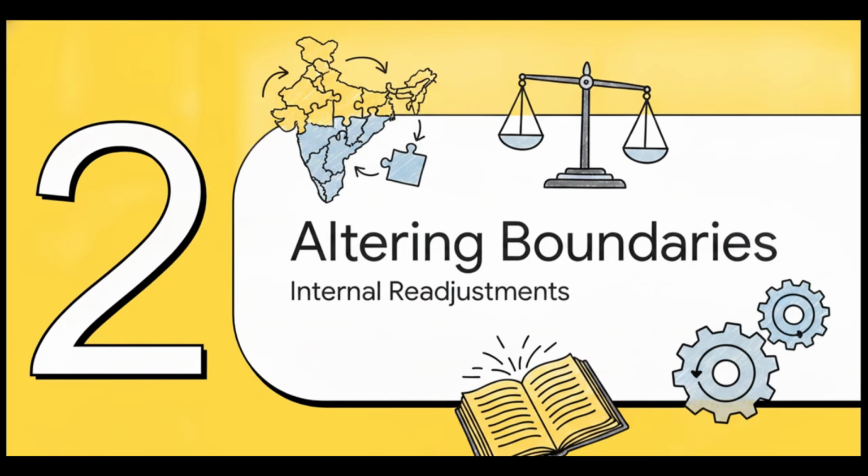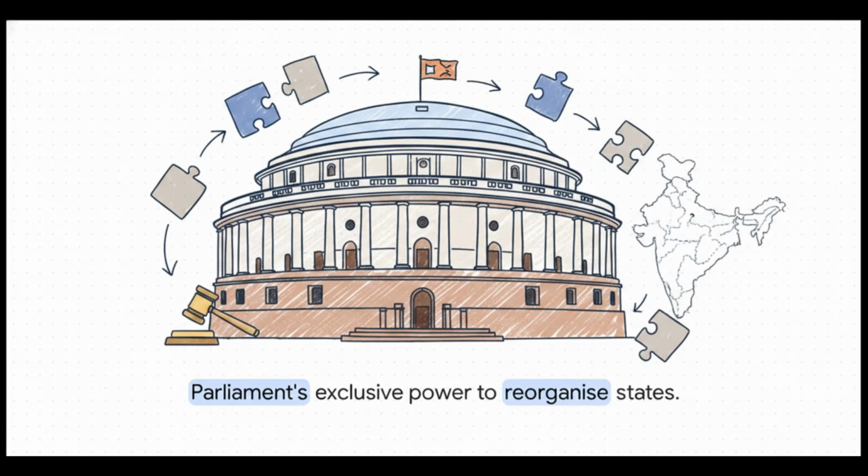Moving right along to Section 2, Article 3, and altering state boundaries. So, you might be wondering, how exactly can the center manipulate our map internally? Well, while Article 2 deals with admitting completely new states that are already part of the Union, Article 3 is all about internal readjustments. The Constitution gives exclusive power to the Parliament to reorganize states internally.